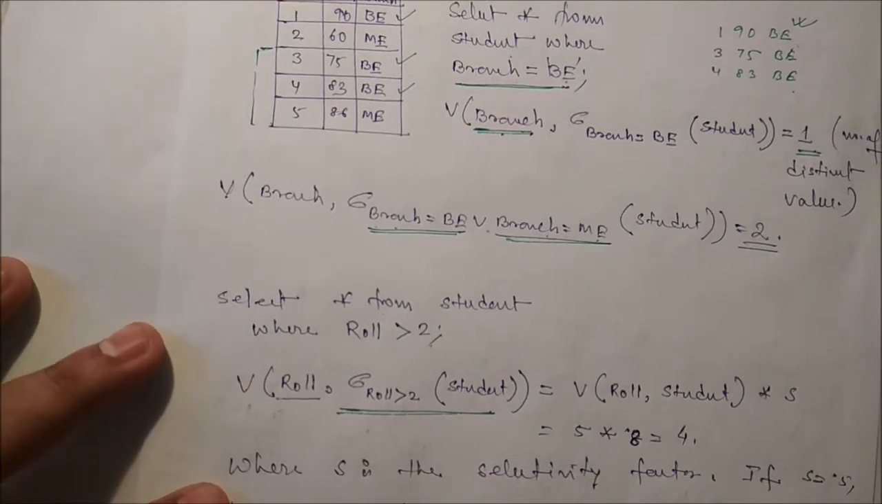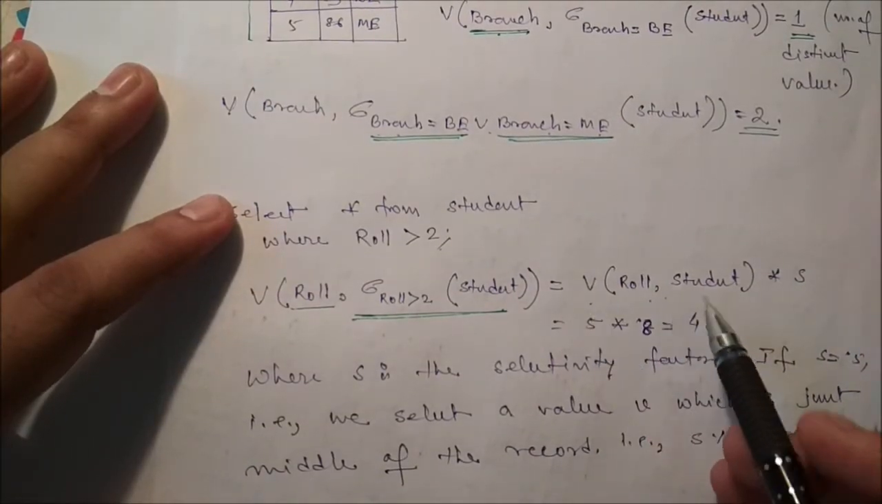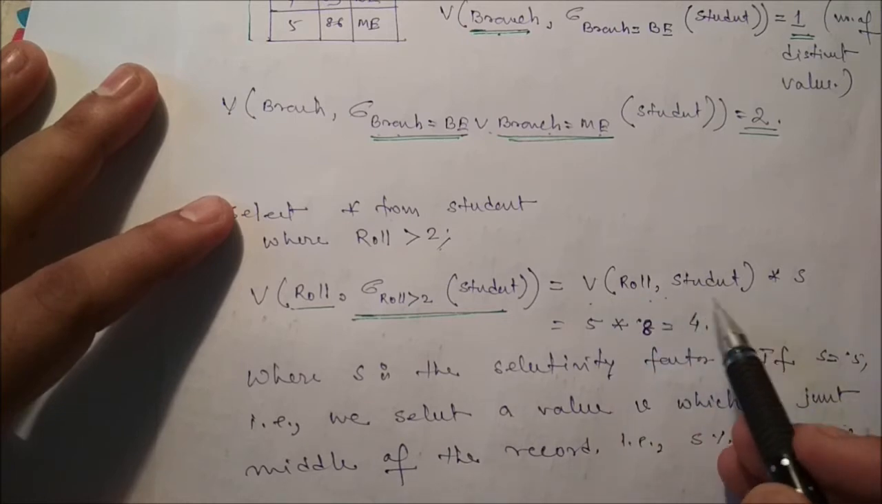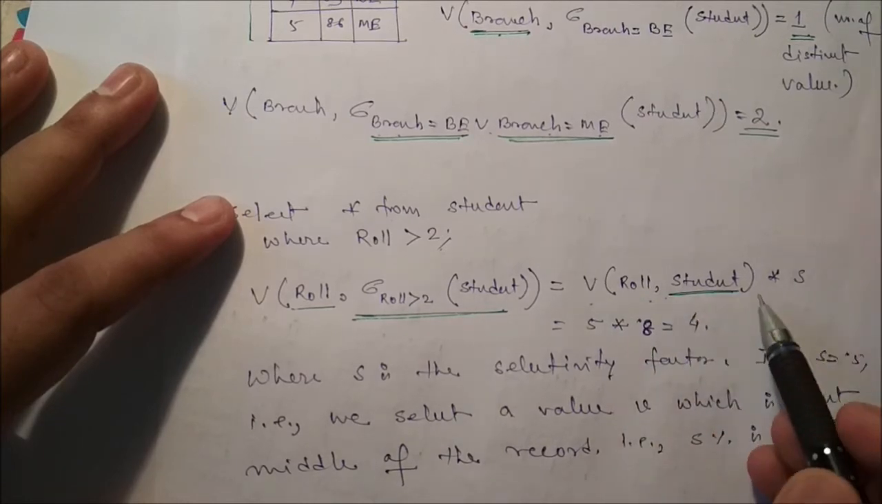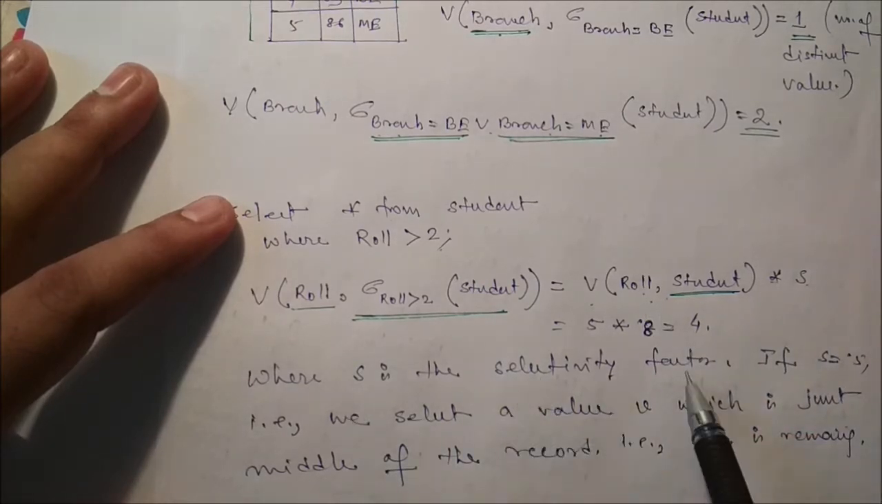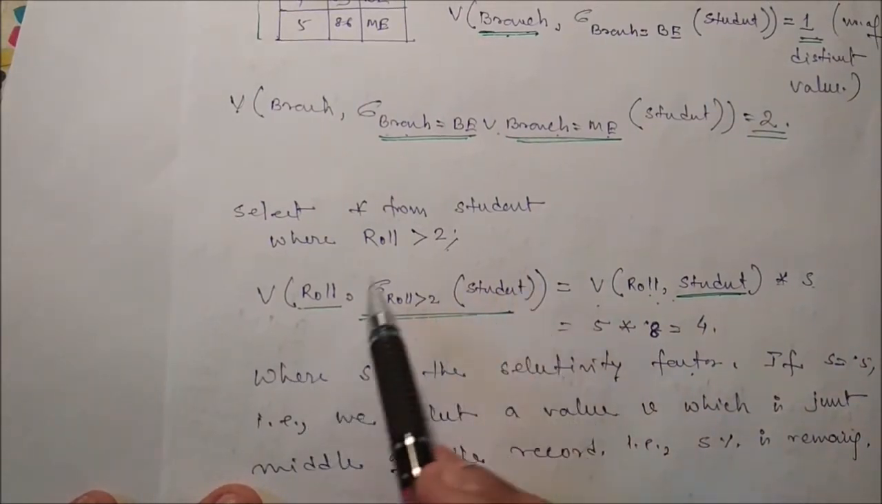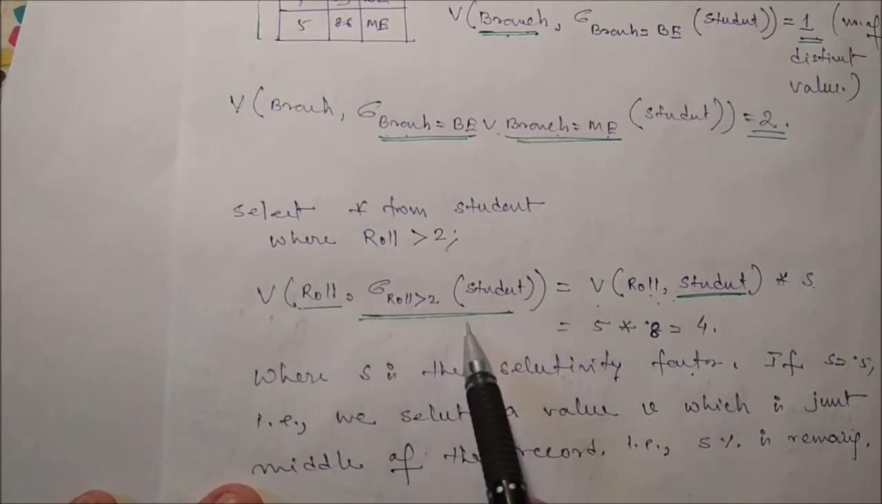So here we use V roll number comma student. So distinct value from this particular student. Okay. And with the roll number, for the roll number into S. S is nothing but a selectivity factor. Okay. So we want to identify the distinct roll number present after that selection condition.